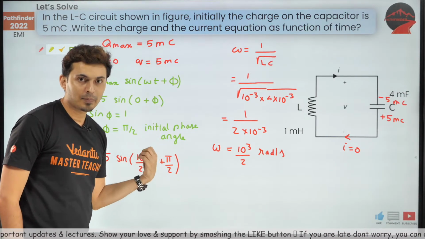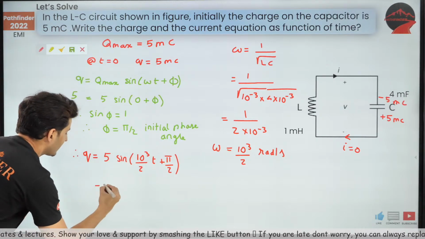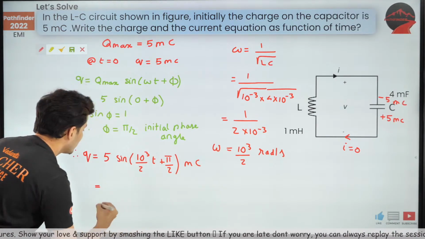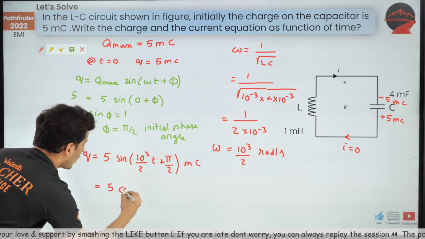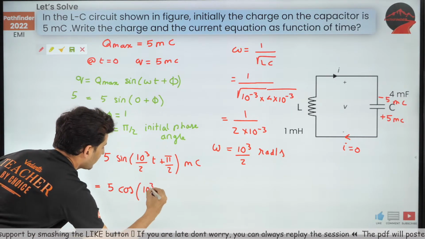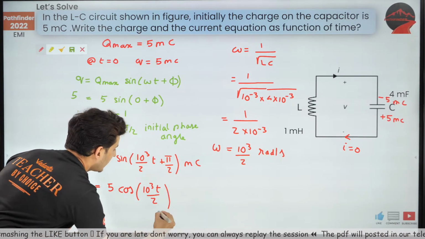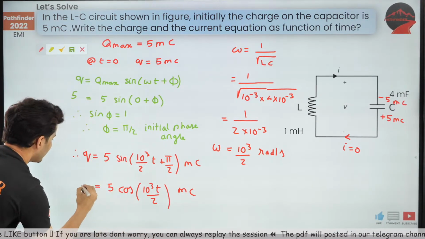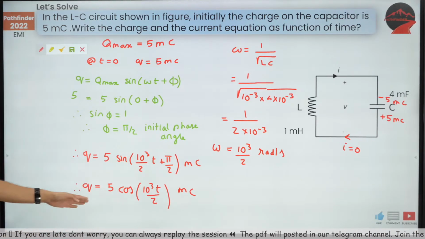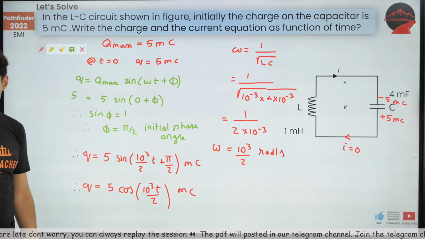Everybody getting it? Everyone understanding? By the way, this is millicoulomb. So this will be nothing but 5 cos of 10 to the power 3 t by 2, in millicoulomb. That is charge. So that's the function of time.